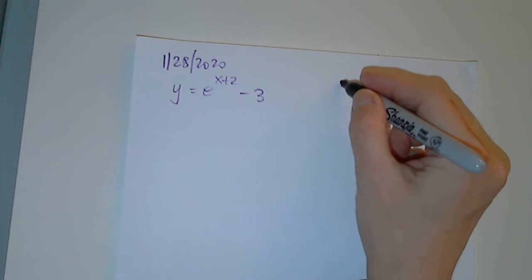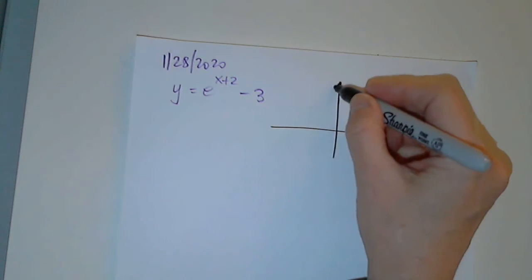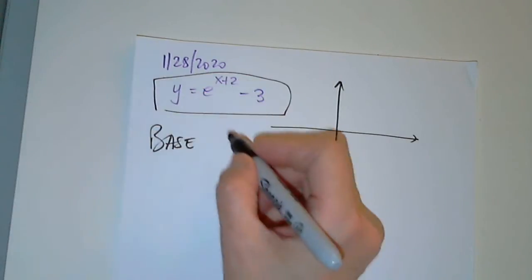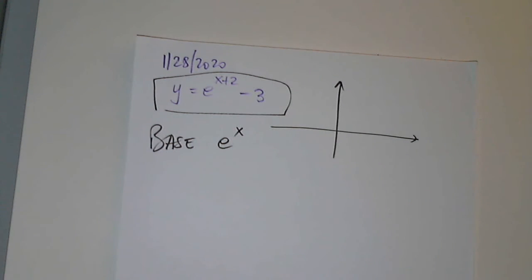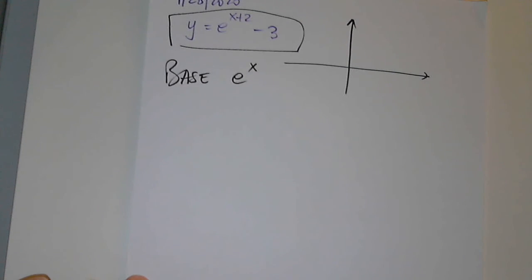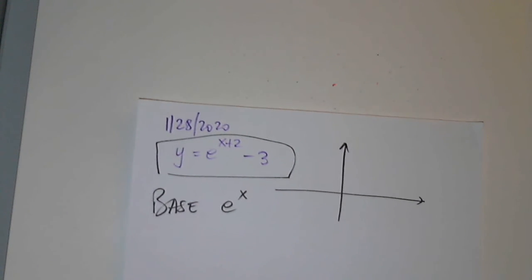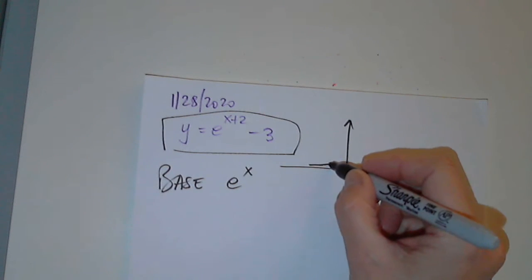Okay, so when we graph the base function used here, we graph e to the x, which is increasing on all its domain as we discussed.